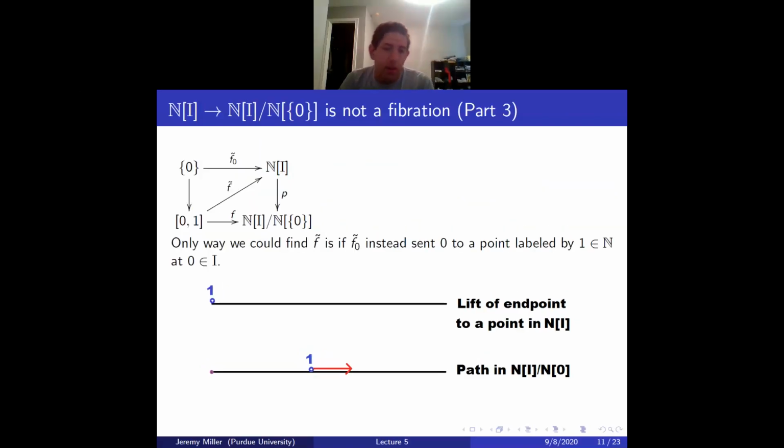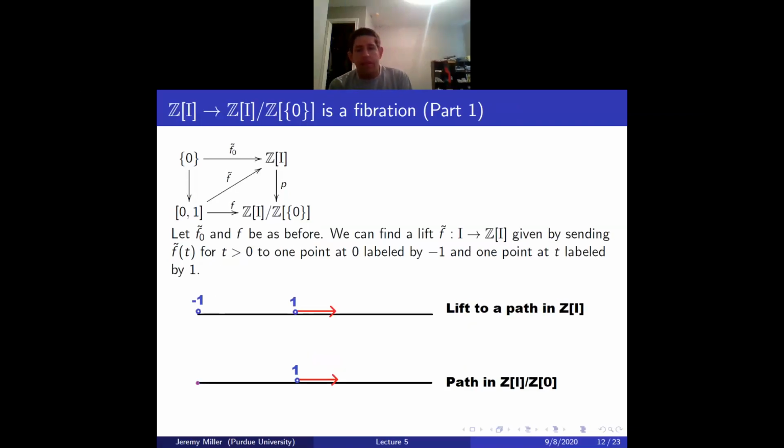Okay. So the slide is saying the only way we could have had an F tilde is if we chose F0 to have a 1 there. Great. It's not that relevant. Oh yeah, and this is the thing we just talked about: if we're working with Z instead of the natural numbers, we can lift it. For positive time, we just have this point labeled by 1 and a point labeled by -1 over 0.